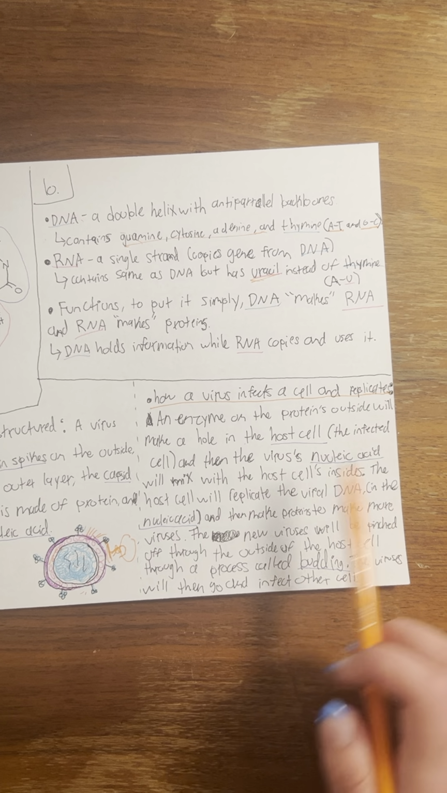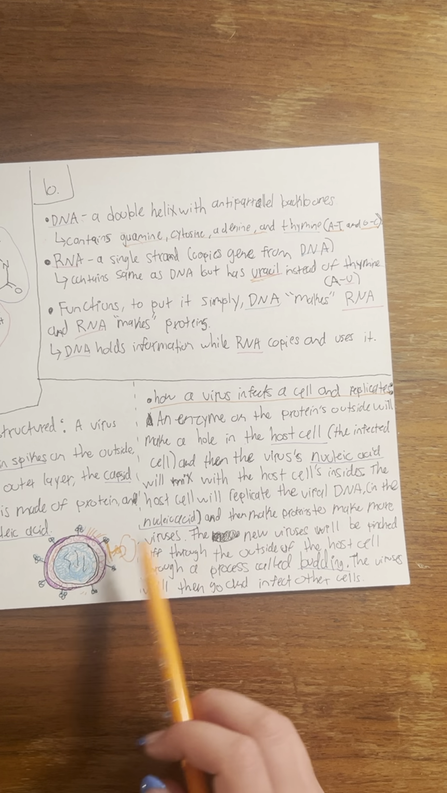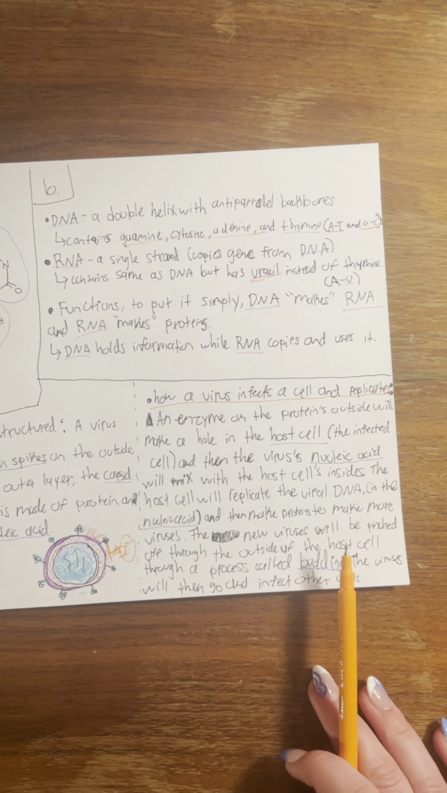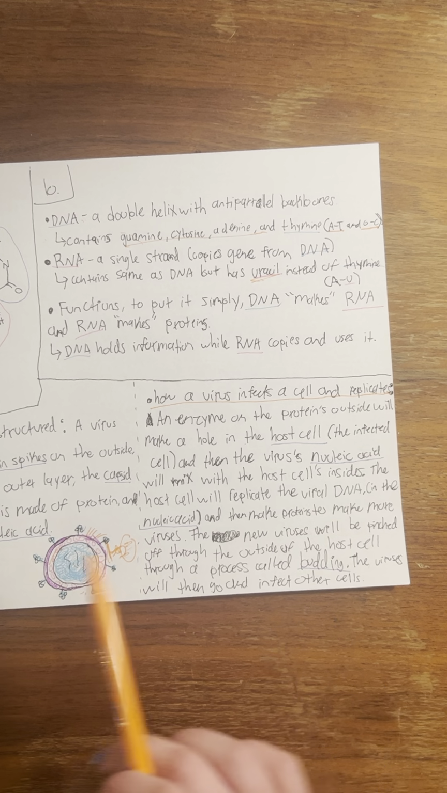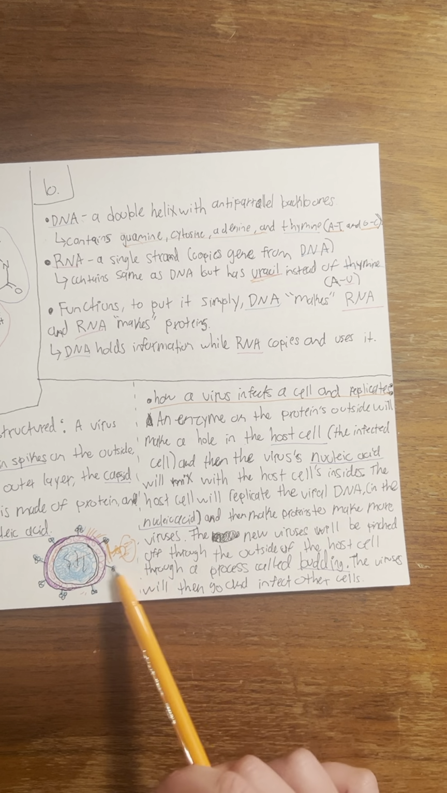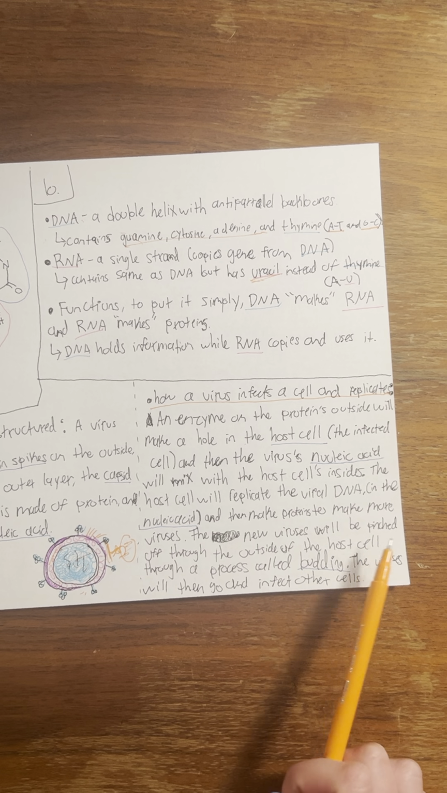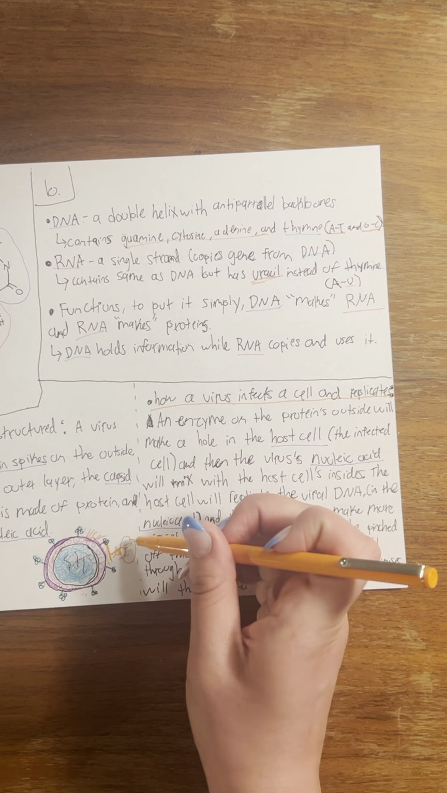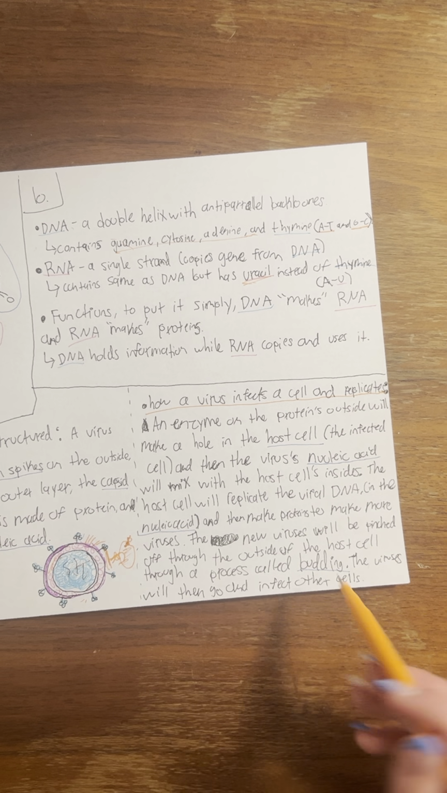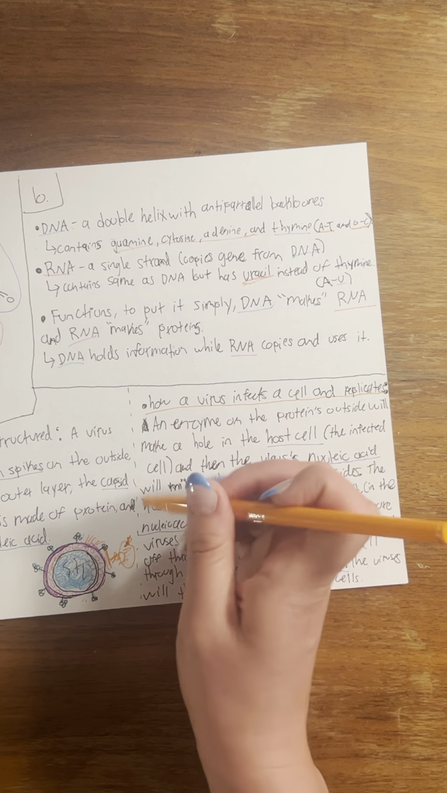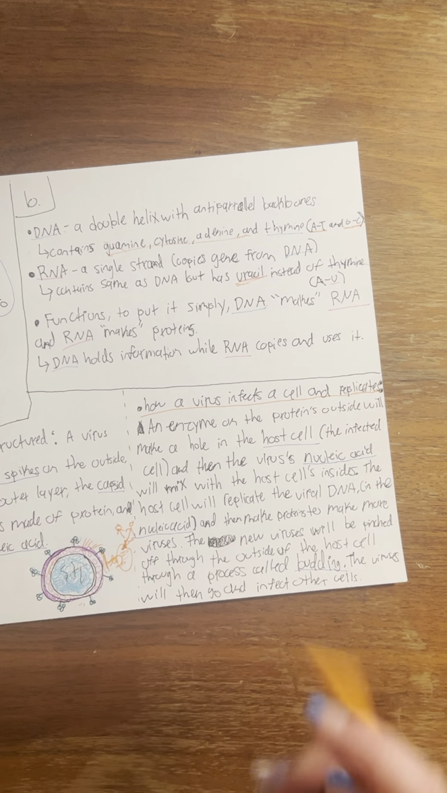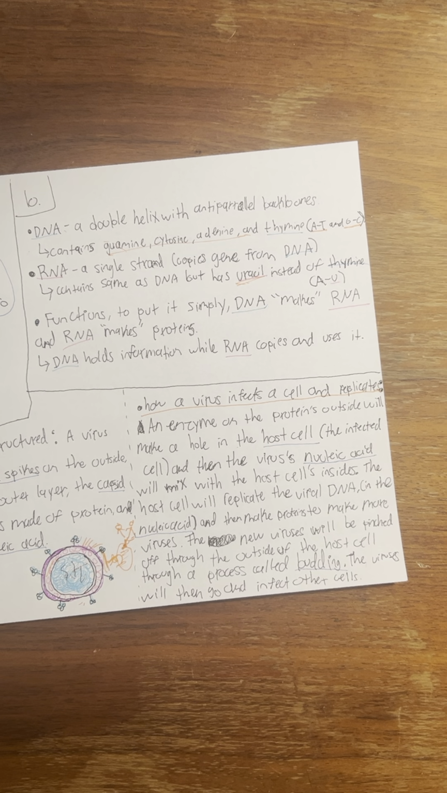And then the virus's nucleic acid will mix with the host cell's insides, just like its materials. The host cell will then replicate the viral DNA inside the nucleic acid, and then make proteins to make more viruses. The new viruses will be pinched off through the outside of the cell. So they'll go in here through the cell, and they'll be pinched off on the outside through a process called budding. The new viruses will then go wherever they please and infect new cells to spread.